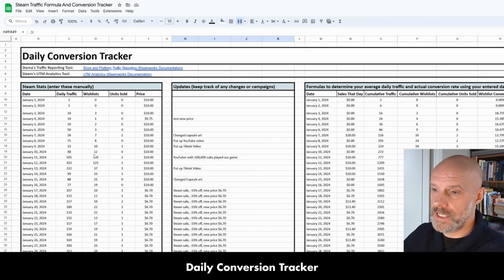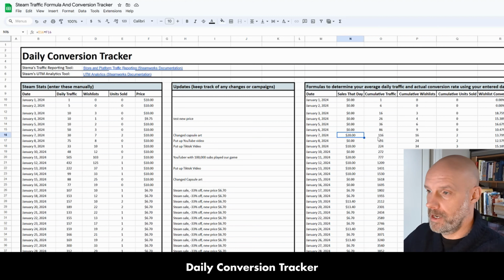Basically, this is where you enter your stuff manually, and this is where all the magic happens, where I did all the calculations to show you in one spot if your stuff is working or not. Okay, so here is the sales you made that day. Basically, it's multiplying your price by the units sold, right? So on this day you made $20, or in my example, I made $20, right?